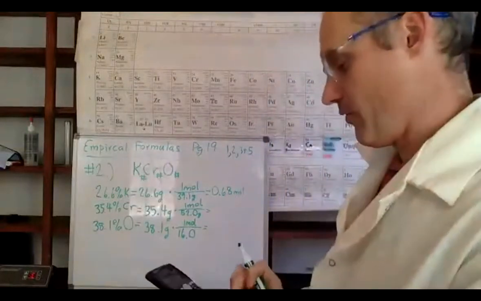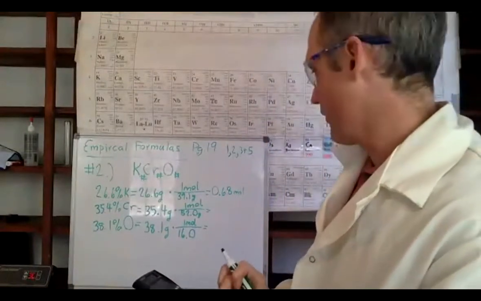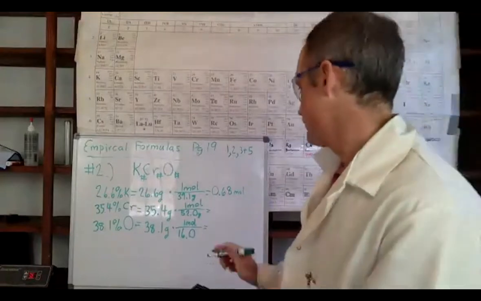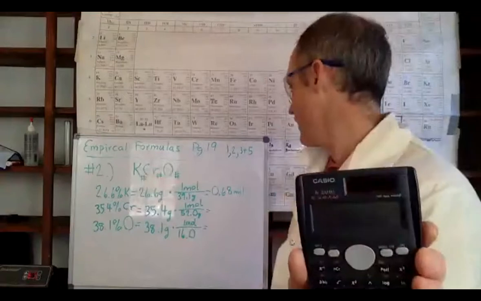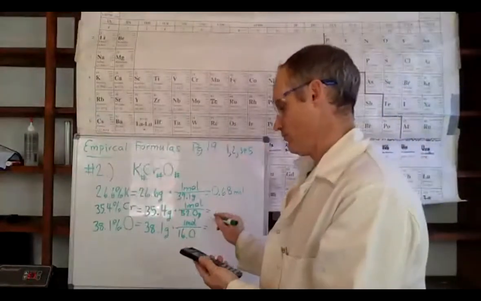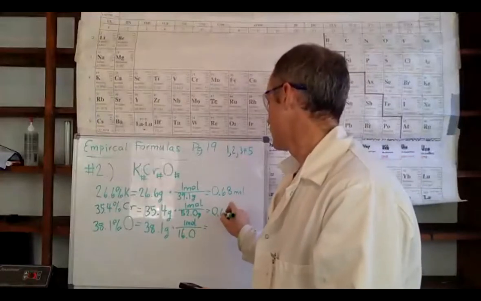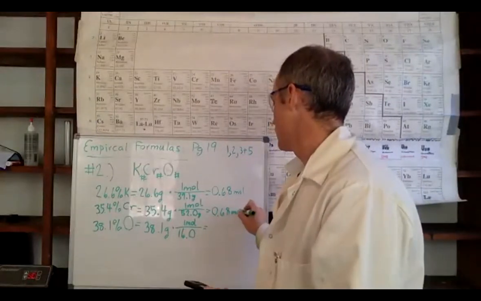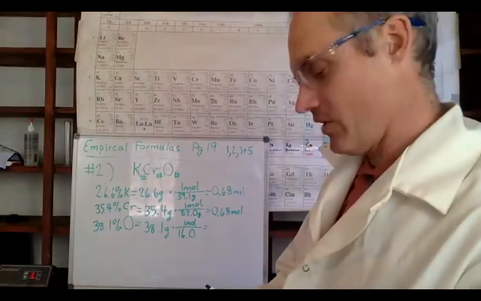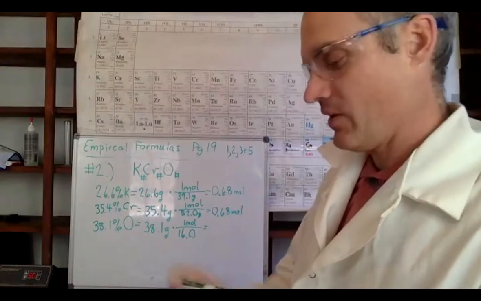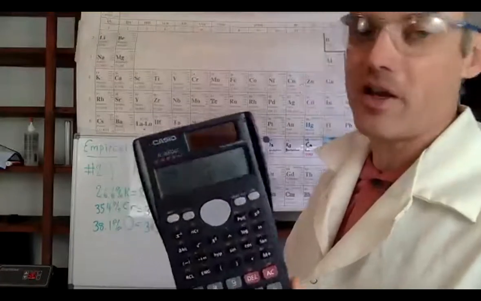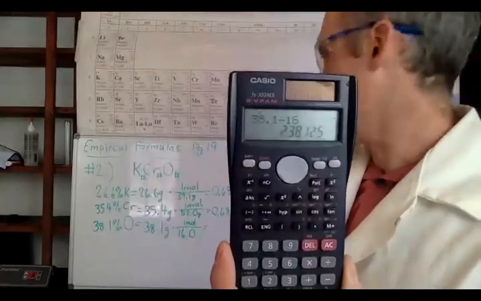Then we do the same thing for chromium, 35.4 divided by 52.0 is 0.68 again. And then lastly, we have oxygen, 38.1 divided by 16 gives us a mass, well, not a mass, moles of 2.38.